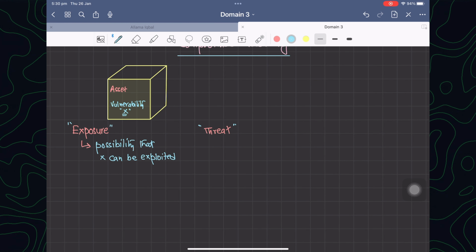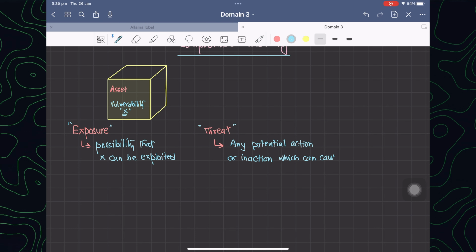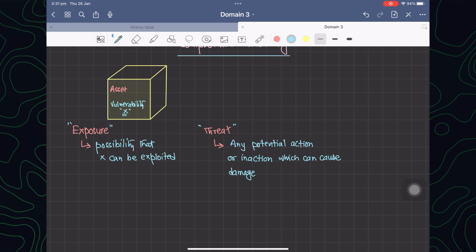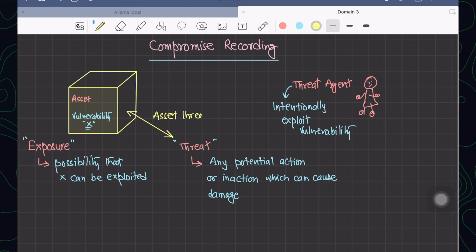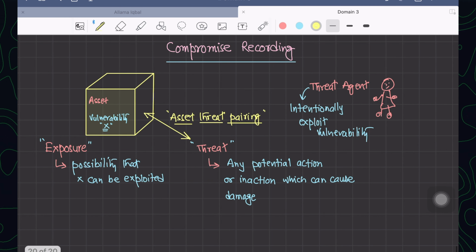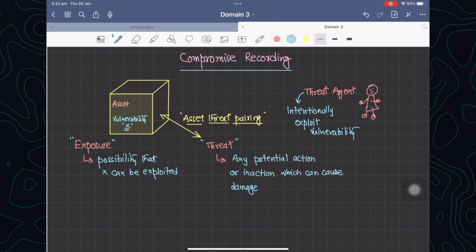And what is a threat? A threat is any potential action or inaction which can cause damage. So we should know these four things: asset vulnerability first, second exposure, then threat, and then threat agent. For every asset, we already know that in doing risk assessment, we do a pairing which is called asset threat pairing or asset vulnerability threat pairing. This pairing is used in doing the risk assessment and the countermeasure selection and other things in the whole overall risk management cycle.